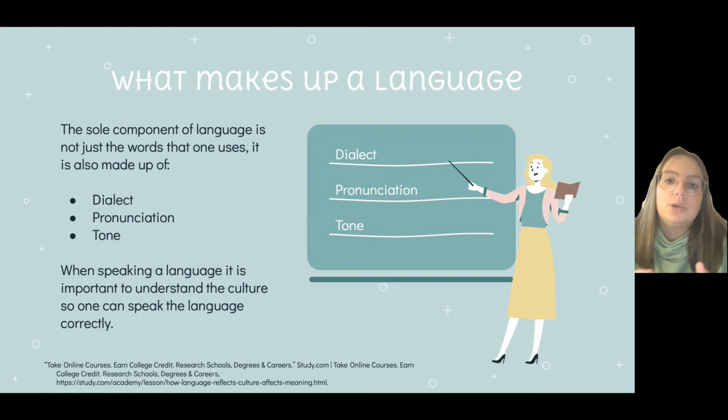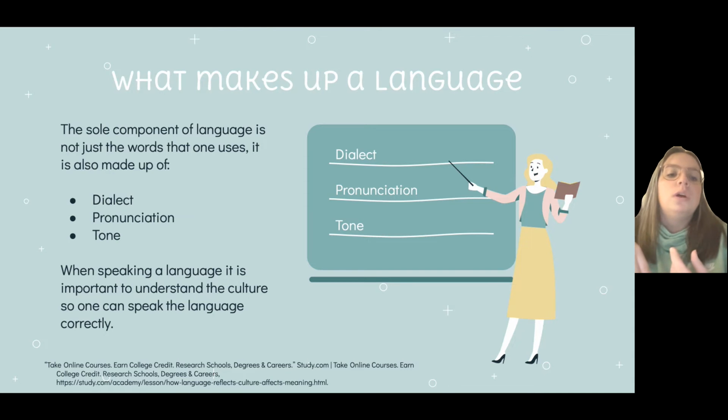So that kind of leads us into what makes up a language. Language is not made up of just the words that you're using. It also is dialect, pronunciation, and tone, and those 3 points came directly from the source listed at the bottom of the slide. But these 3 points actually fall under a sort of umbrella term called paralanguage, and this umbrella term also covers body language and hand movements and just certain things like that.